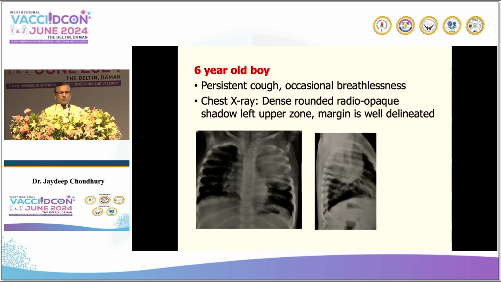Another 6-year-old boy, persistent cough, occasional breathlessness, chest X-ray, you can see a dense rounded radio-opaque shadow in the PA view on the left upper zone. Often we call it a round pneumonia. It may be due to any organism. Round pneumonia is not specific for a particular organism. Pneumococcus, staph, they all may cause round pneumonia. But you see the lateral X-ray. It's in the posterior mediastinum. So that was some pointer.